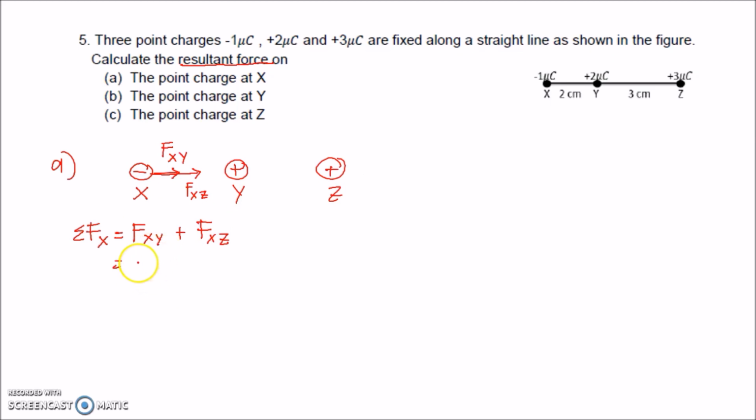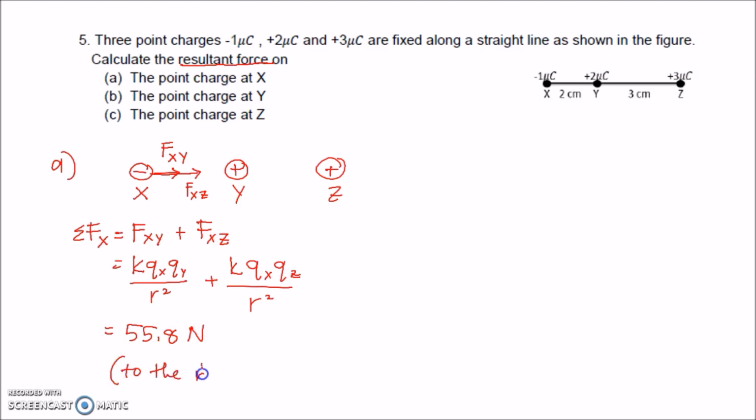Okay, so F on X equals k Qx Qy over r squared plus k Qx Qz over r squared. Make sure you know what the value of r is. So for question A, we will get the answer 55.8 newtons and the direction will be to the right.